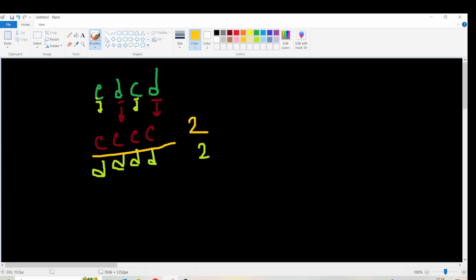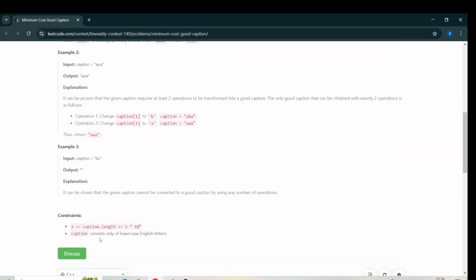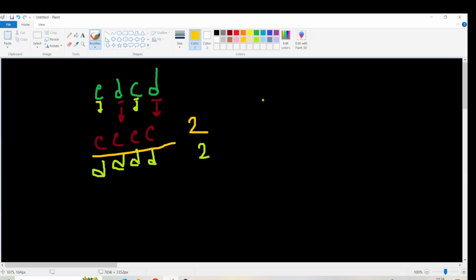Okay, so we have to find the minimum number of operations and the lexicographically smallest string to get that minimum number of operations. Now let's look at the constraints. Caption length is 5 times 10 to the power 4. So what are the possible time complexities here? Understanding time complexity is very important because my solution is very close to time limit exceeded, or the total number of operations we can do in a given time limit. So that's why I am going to explain till what time complexity we can go.